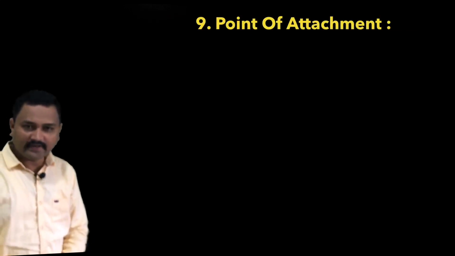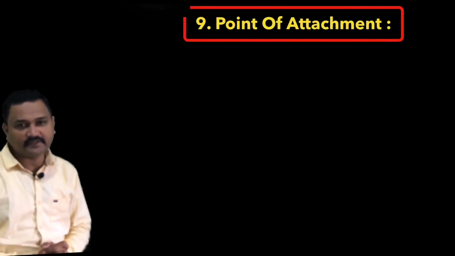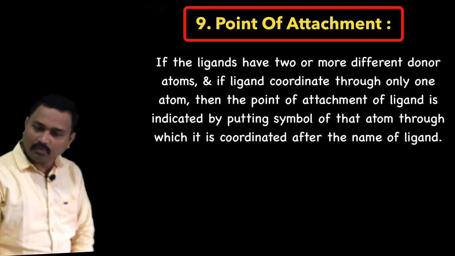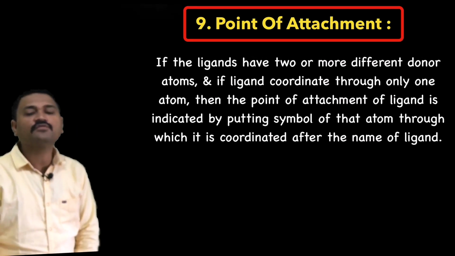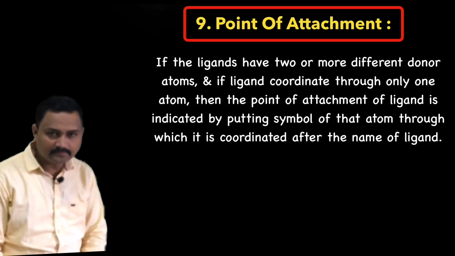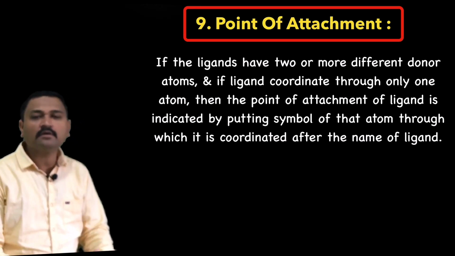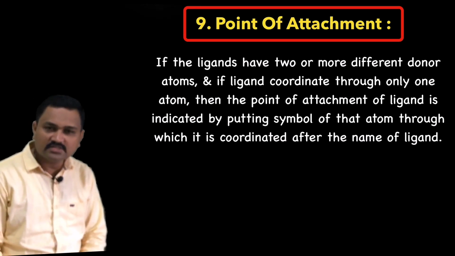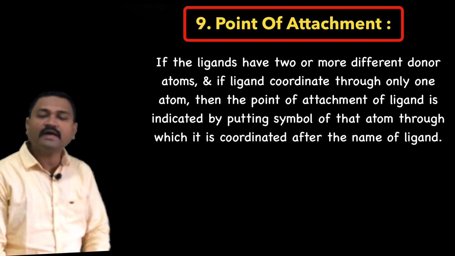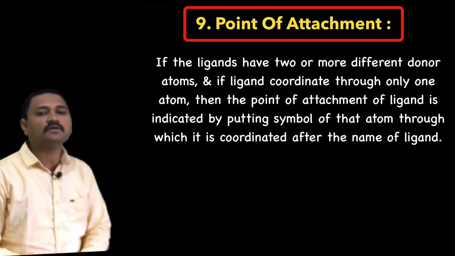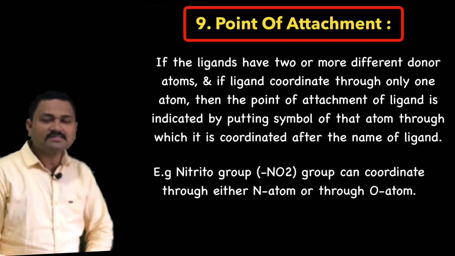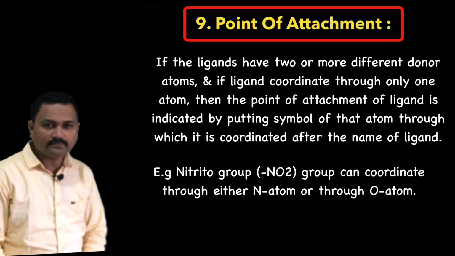Now, rule number 9, that is the point of attachment. If the ligand contains two or more donor atoms, and the ligand is coordinated through only one donor atom, then the point of attachment of that ligand is indicated by putting the symbol of that donor atom after the name of that ligand.